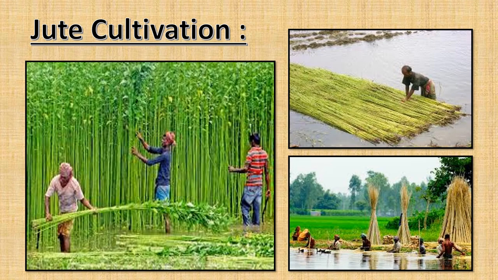Through these pictures, you can see how jute is cultivated and the jute plant is immersed in water just to soften the outer part so that the jute fiber can be easily extracted from it.